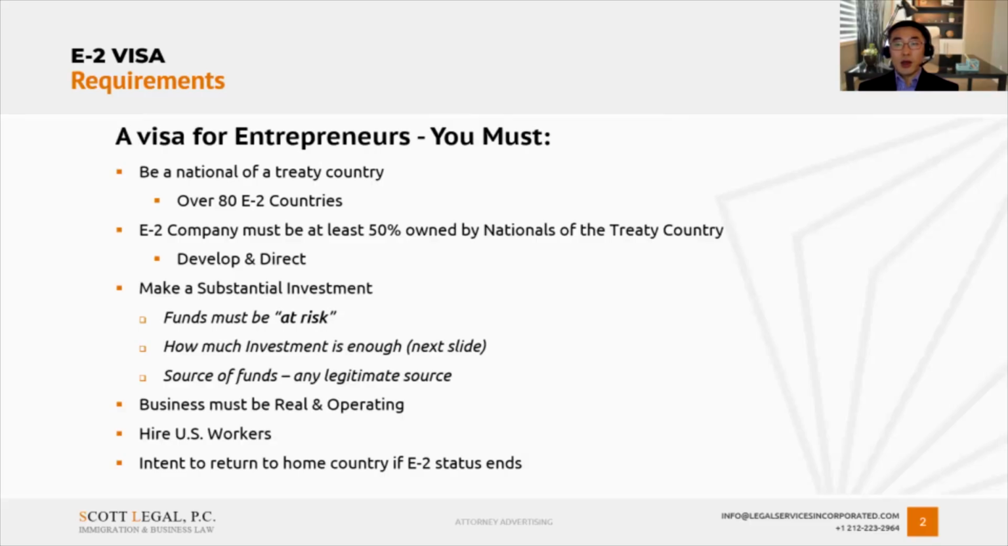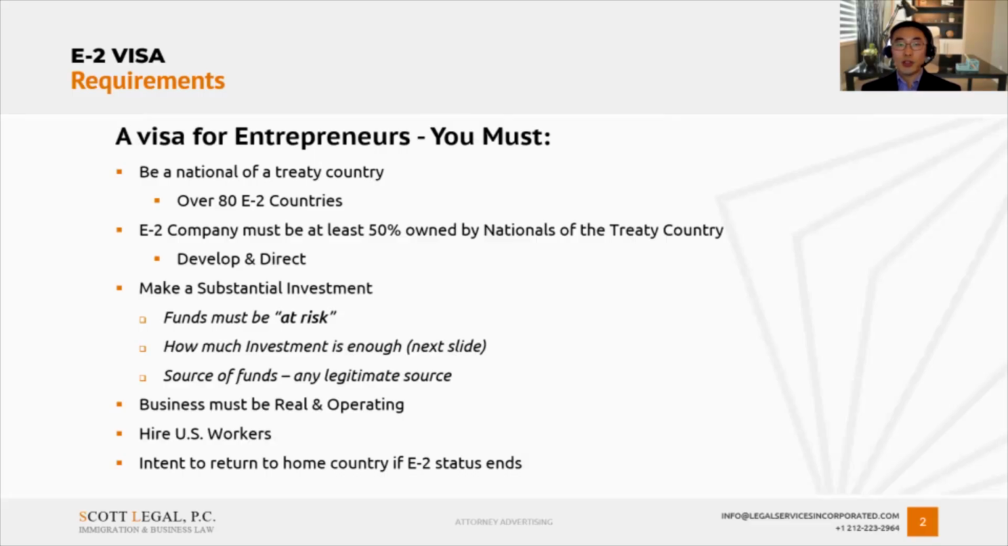What it means is that when you arrive at the United States with your valid E2 visa, your business must be able to start from that moment. So basically, you should submit your E2 business application when it is fully ready to operate. As soon as you come to the United States, you should be able to make income from the next day. That's the whole meaning of real and operating.